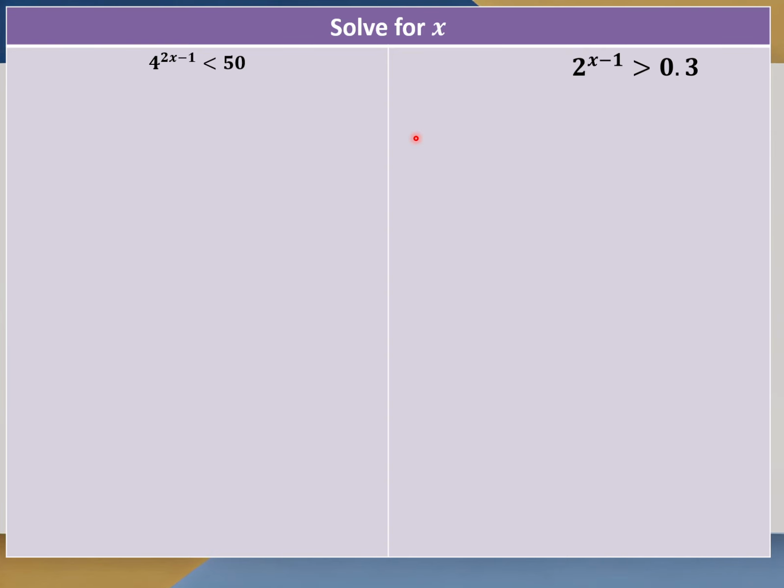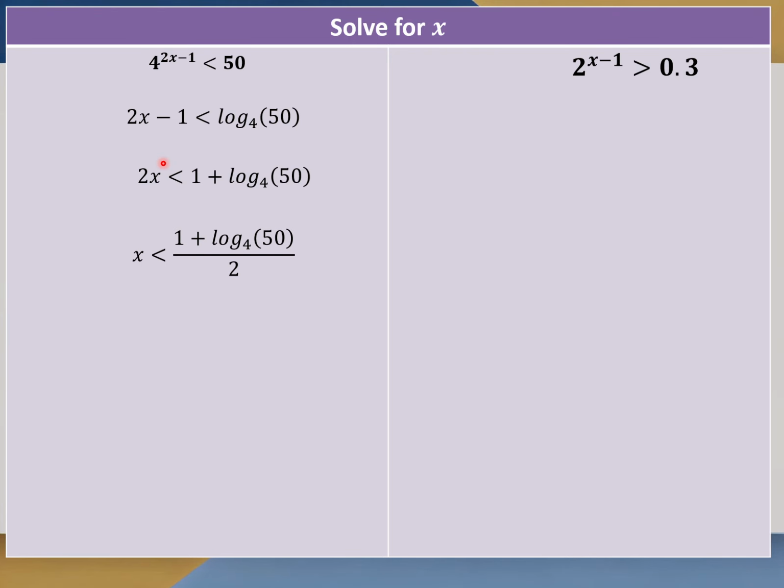Okay, let's look at a couple of examples. We've got 4 to the power of 2x minus 1 is less than 50. So if I'm going to use my understanding of log, I know that I'm going to have 2x minus 1 left on this side is less than log base 4 of 50. The next part is I just need to work my way to get x by itself. So I'll add 1 to both sides and then I divide everything by 2. And I keep this in this form. If you would like to get the exact value as a decimal, you can write it.